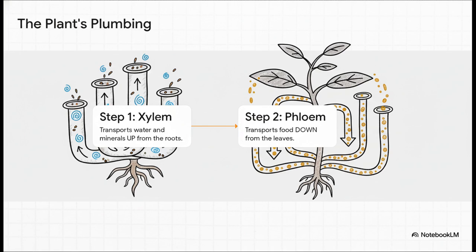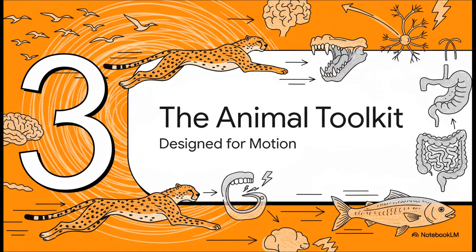And then you have phloem, which does the reverse. It transports the sugary food made in the leaves down to every other part of the plant that needs energy. It's like a biological two-way highway. All right, let's flip the script. Time for the animal toolkit.